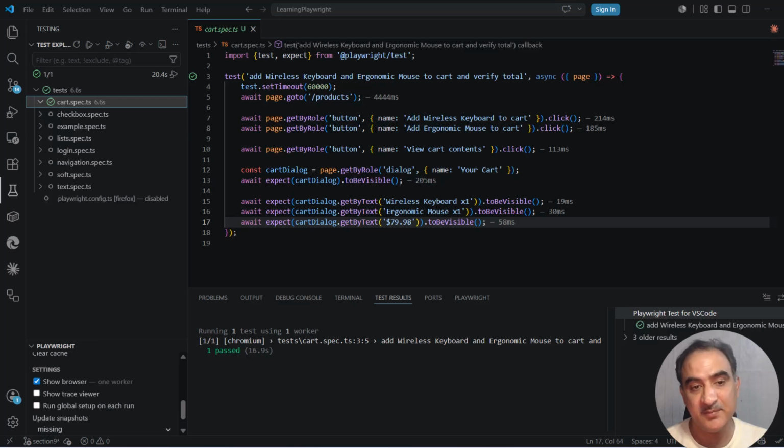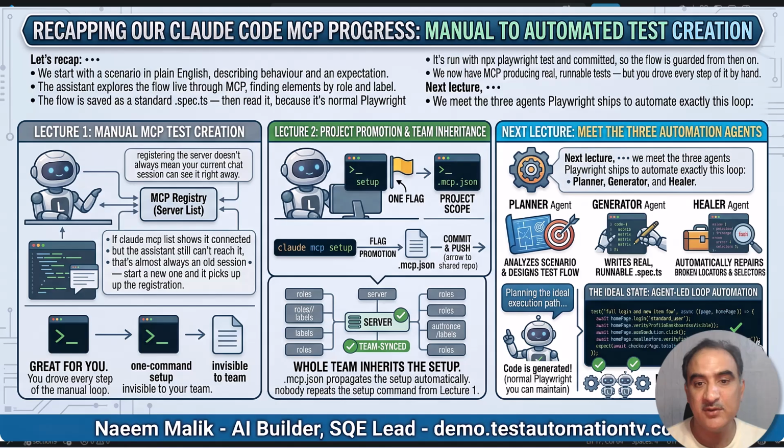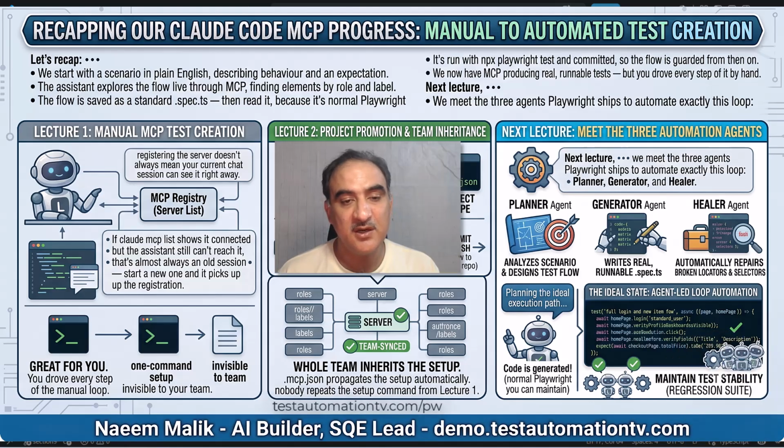So let us recap. First of all, we started with the scenario in plain English. Then we allowed the assistant to explore the flow live using Playwright MCP. Then we saved the test as a standard .spec.ts and then we ran it using npx playwright test or the test explorer. So we now have the Playwright MCP producing real runnable tests, but you drove every step of it by hand and you know everything about how it is working.